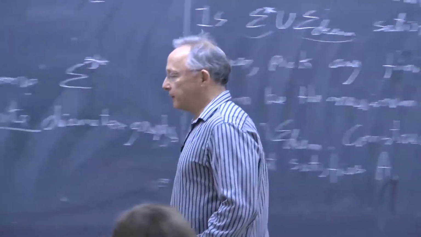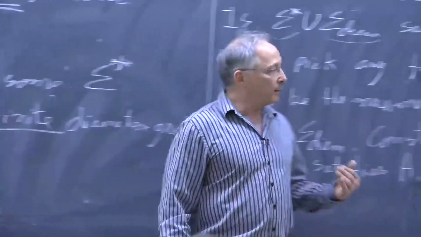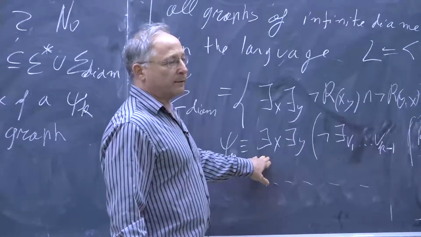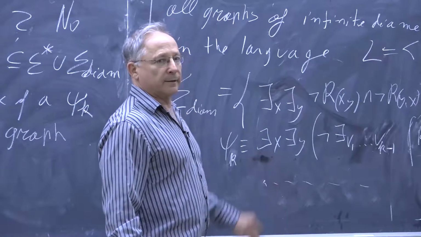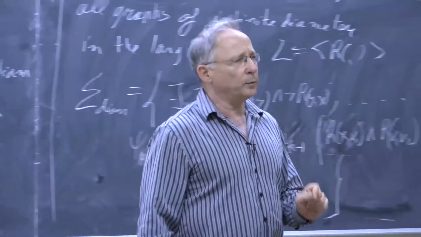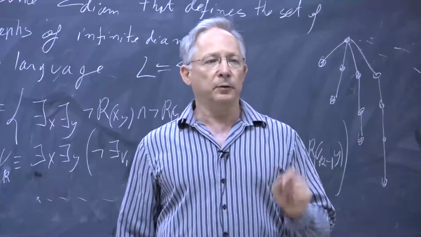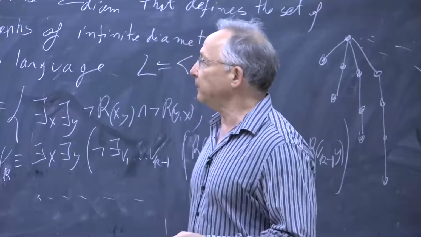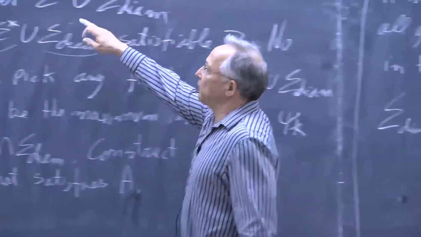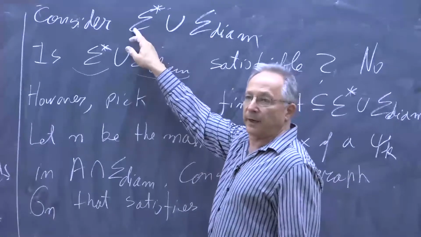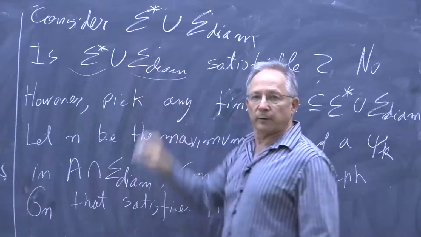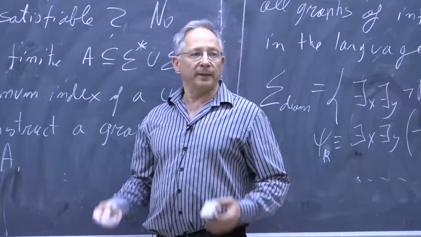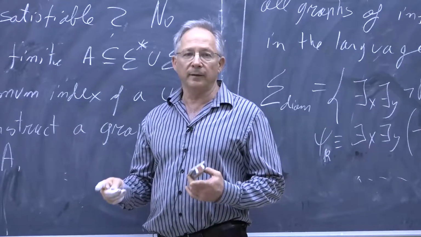I want to construct a graph that satisfies all the formulas in A, and I know that the maximum index of a member of a type psi that got into A had length n. So I know that I should require that there are two vertices that cannot be connected by an n path. On the other hand, since I'm satisfying the definition of finite diameter, my graph needs to have a finite diameter. So can you describe a finite diameter graph whose diameter is more than n?